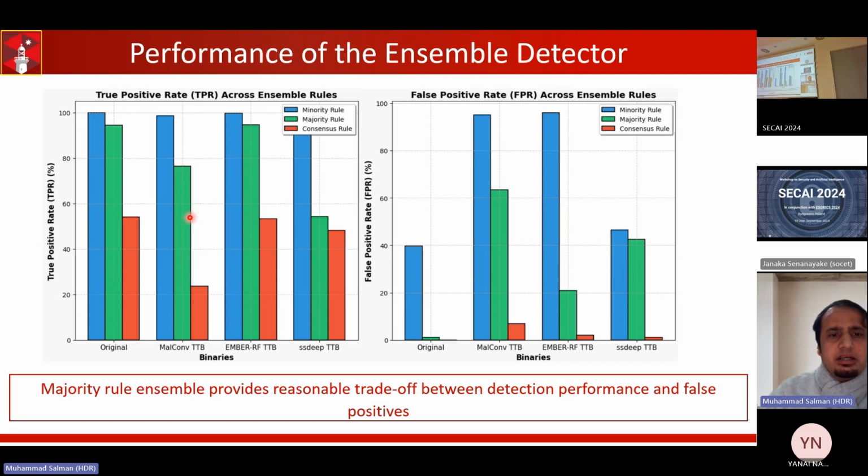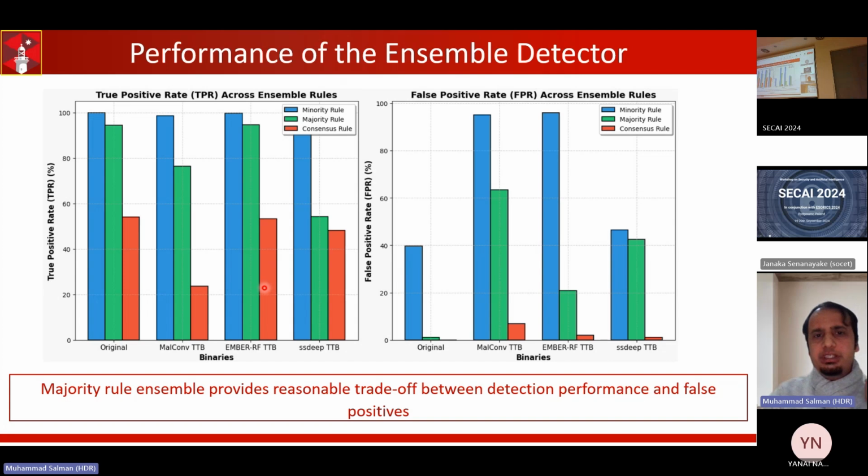We analyzed this issue, and we found that the increase in the FPR and decrease in the TPR was due to the poor performance of Ember in the ensemble. The Markov and SSD show a good detection rate in the ensemble, which can be seen when the Ember RF was the target. Now, since the majority now includes the SSD and Markov, we can see that the majority rule in this case has very good TPR as well as a comparatively low, near 20% FPR.